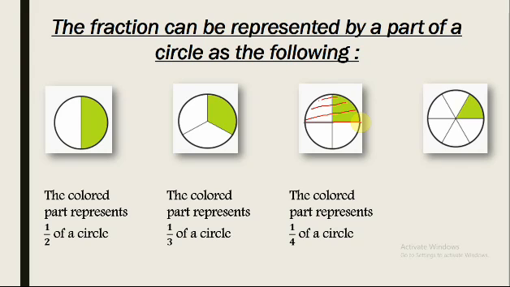The other example that we have here is for the sixth, for example. If we are having a whole circle, we can divide it into six equal parts, and if we have half of a circle, we can divide it into three equal parts.